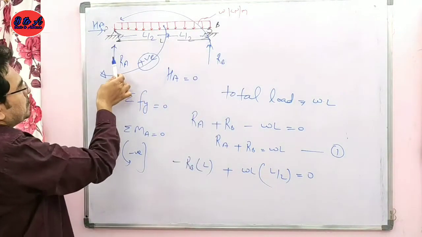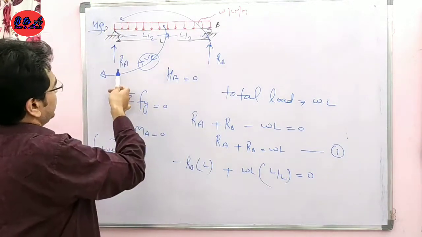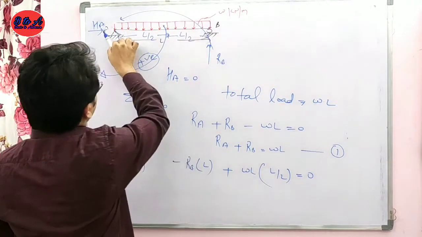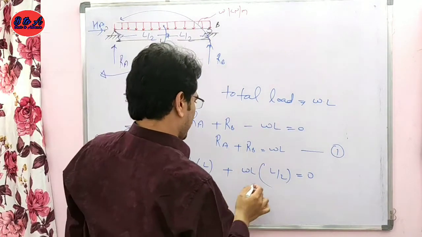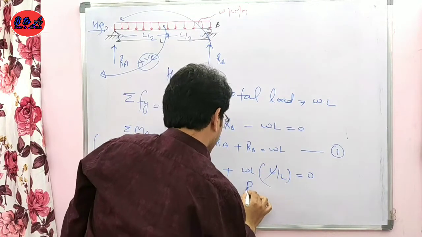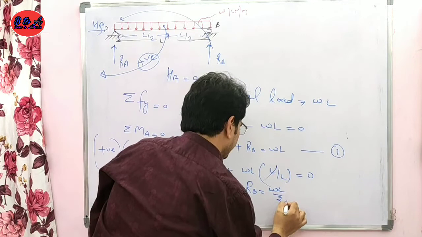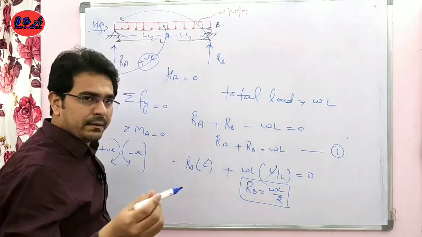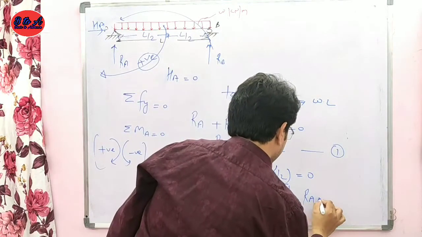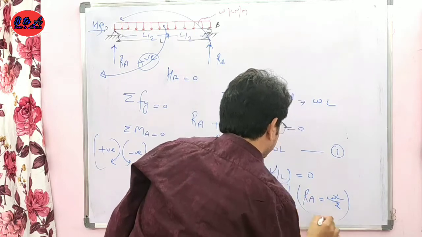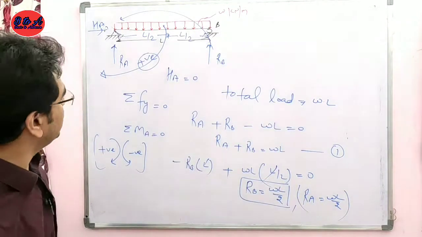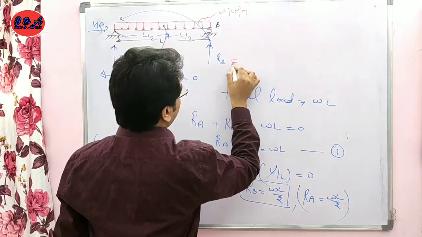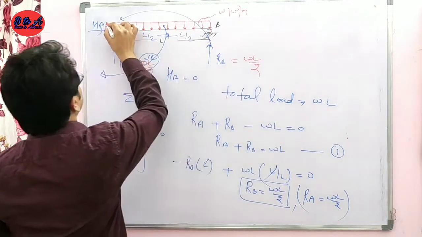This RA is passing through this point itself, so there will be no movement due to RA. And HA is also passing from the point A. So there will be no movement due to this HA. Now after calculation, RB is equal to WL by 2. Now I am putting this value in equation number 1. Then I will get the value of RA as RA is equal to WL by 2. So these are the reactions. The reaction RA value is WL by 2. The reaction RB is equal to WL by 2. HA is 0.